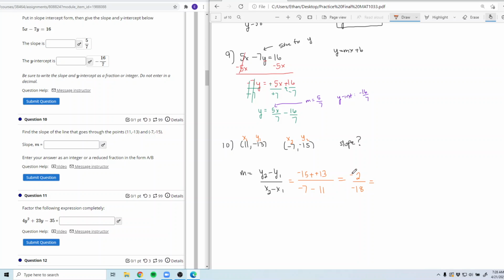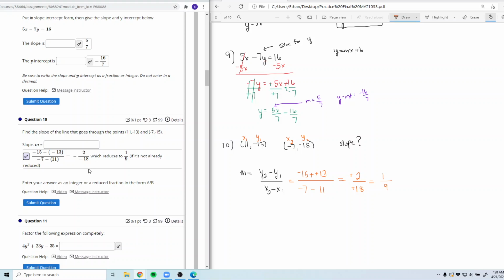Keep simplifying here. The negatives cancel out on the top and bottom. And also 2 over 18, we can take a 2 out of each and you get 1 over 9. So the slope is 1 over 9. It says enter your answer as an integer or a reduced fraction. So that is our reduced fraction, 1 over 9. Actually, it even has it kind of worked out for you, which is nice.